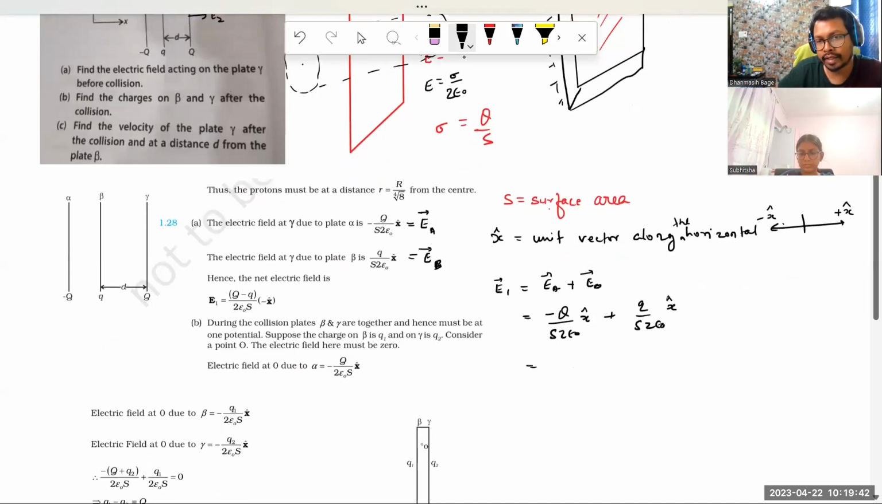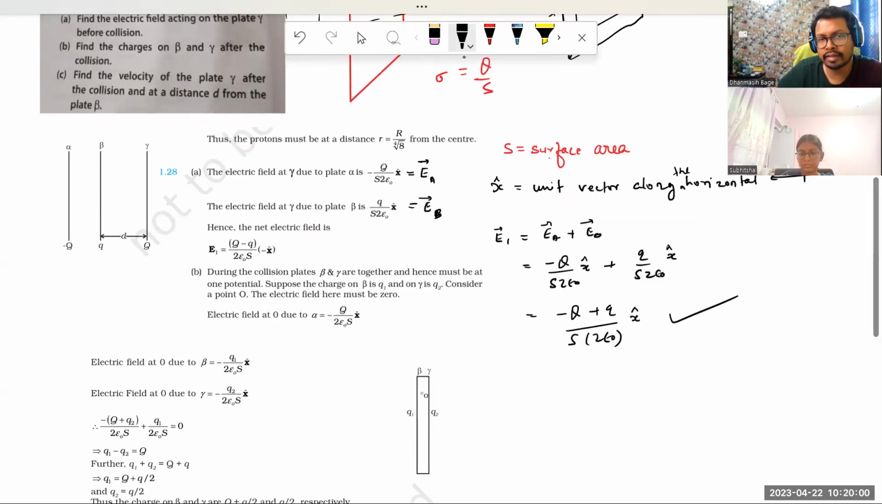And now if you take this, minus Q plus q by 2 epsilon naught S X cap. That is quite an acceptable answer. There is no problem with this. It is the same thing as this one. Just take the minus sign common, Q minus q by 2 epsilon naught S. But why do we need to do this? No need to do. You can skip here. This is acceptable. You can just stop here. No problem with that.